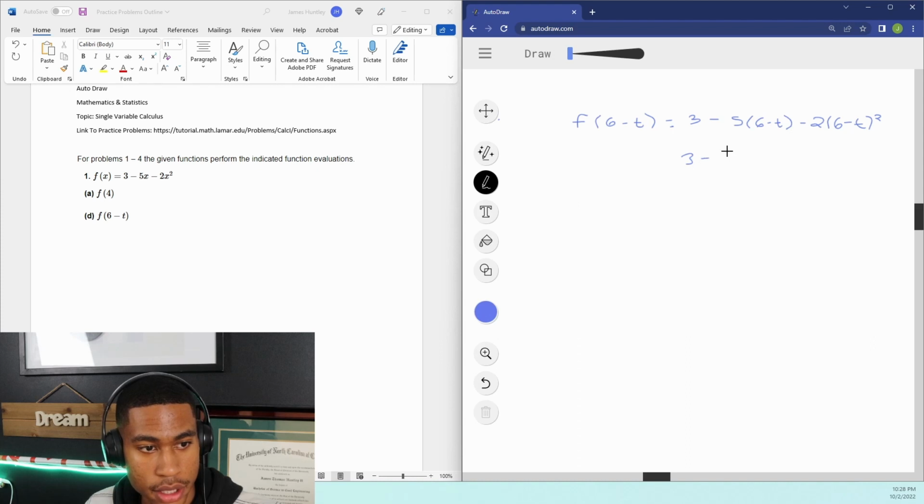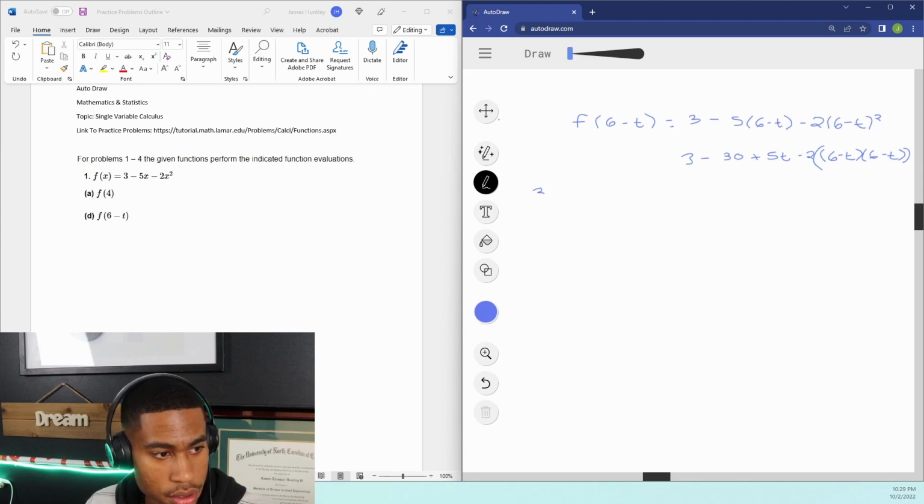3 minus, I'm just going to go ahead and distribute my 5. So 30 plus 5t. Okay. Now I like to do minus 2 times, and I'm not good with multiplying everything, so I kind of double it up and do it like that. Okay, I'm going to bring this stuff over because it's kind of in the way.